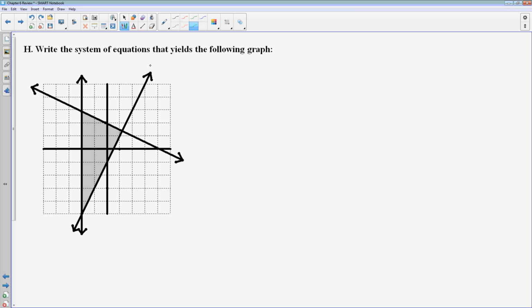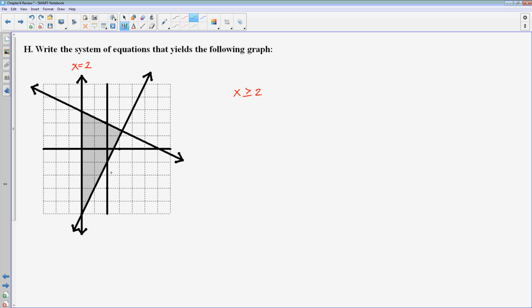All right, I think there's one more problem. Yep, write the system of equations that yields this graph. Let's start with what I consider the easiest one, this vertical line. That is a vertical line at 2, so that's x equals 2. It's the equation of the line, but I shaded on the right side, so that means x is going to be greater than or equal to 2.